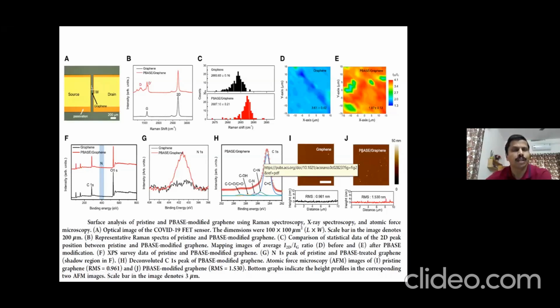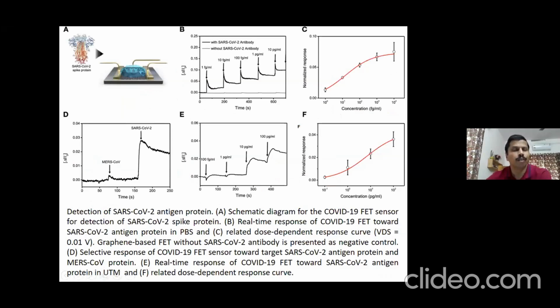And they have also tested the sensitivity of the COVID antigen protein. Basically, they are detecting the antigen protein, right? So this is a transistor FET-based sensing mechanism, and you can see that these are just some of their results. They are able to detect, the LOD, the lower detection limit is around 1 femtogram per ml. So that much sensitivity they are claiming, right?